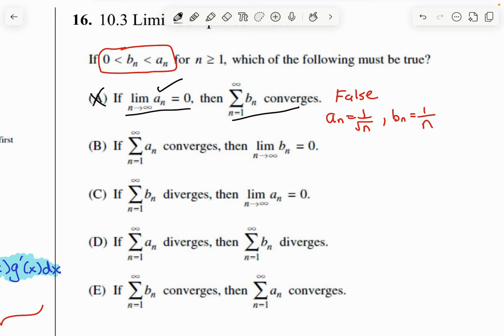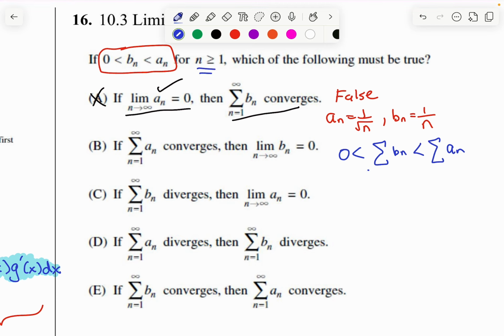If a sub n converges, then the limit as n goes to infinity of b sub n is 0. Well, yes, because first we should note that based on this inequality, this is also true, again, for n bigger than or equal to 1. I guess maybe we'll just make that concrete.